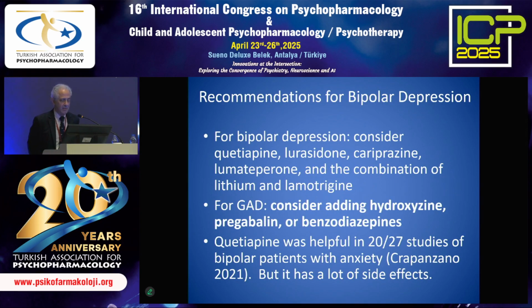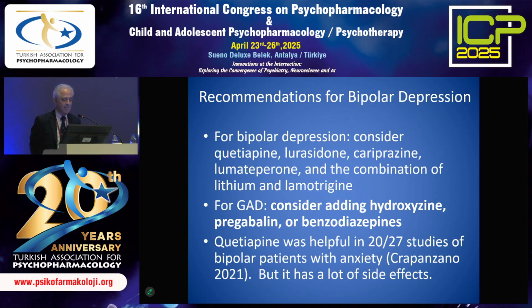What we do recommend, though, is first of all, treat the bipolar depression with our most evidence-based treatments. So we have 5 recommendations currently for our best treatments for bipolar depression. They are 4 antipsychotics, all have FDA approval: quetiapine, lurasidone, cariprazine, and lumateperone, all have FDA approval and are effective for bipolar depression. They should be at the top of your list of what to prescribe for them.